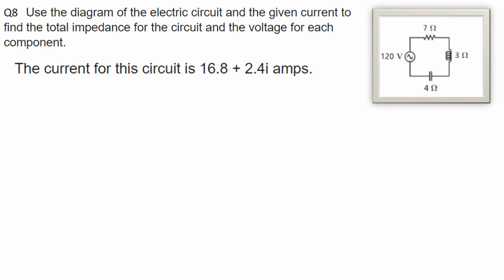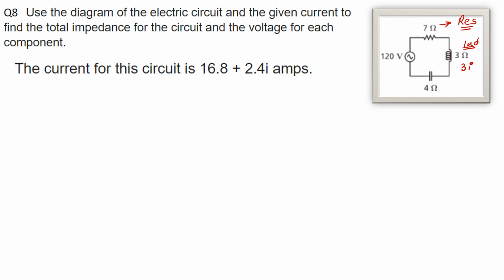Let's practice another question. Use this diagram. Now we know that 7 ohm is the resistor, because this is the figure of the resistor, and 3 ohm will be the inductor, because the spiral view is the inductor. Now you can see they are not writing any I, but we know that the inductor is an imaginary number, so write down 3I.